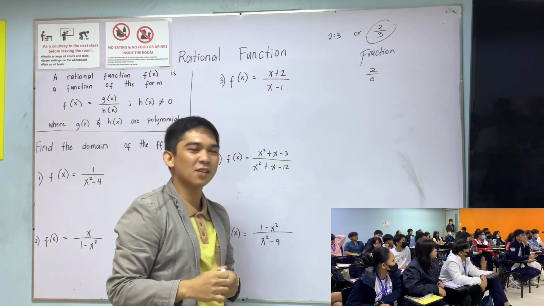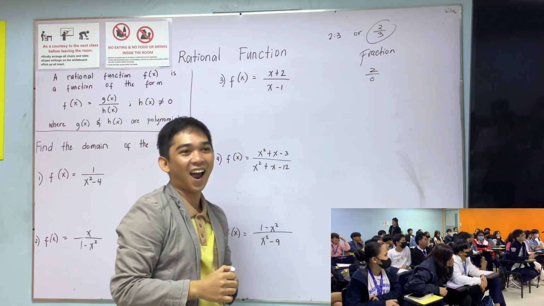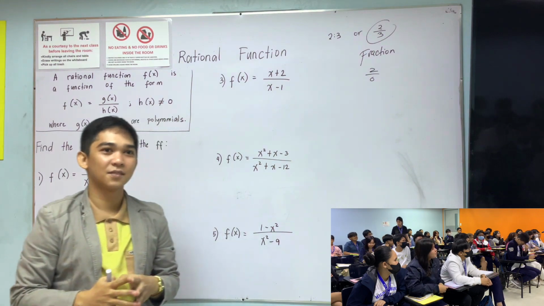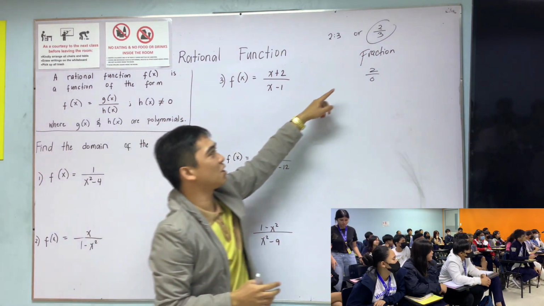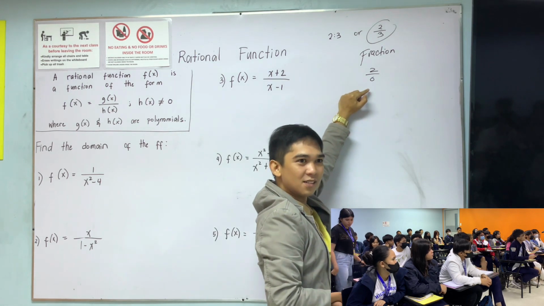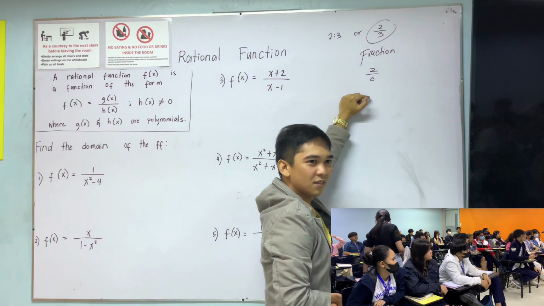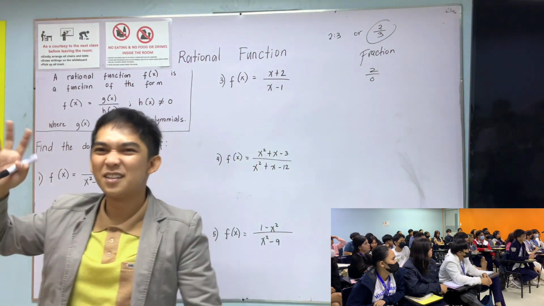Ano na magiging tawag na sa kanya? Cannot be. Tama. Hindi mo pwedeng i-divide si 2 sa wala, sa 0. Anong tawag? Error. Hindi siya improper?